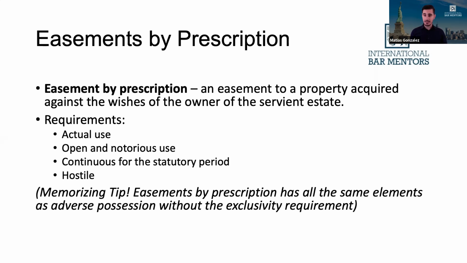And it has to be hostile. Hostile does not mean that every time you're using it, you're fighting someone. It just means you're using it against the actual owner's wishes. That's enough to meet the hostile component. Quick memorizing tip: easements by prescription have all the same elements as adverse possession, which is how you can take another person's property, not just an easement, against their wishes, except for the exclusivity requirement. In adverse possession, you have to be exclusively in possession of the property. For an easement, you can share it with the actual owner. It's not required in order for you to obtain an easement by prescription.